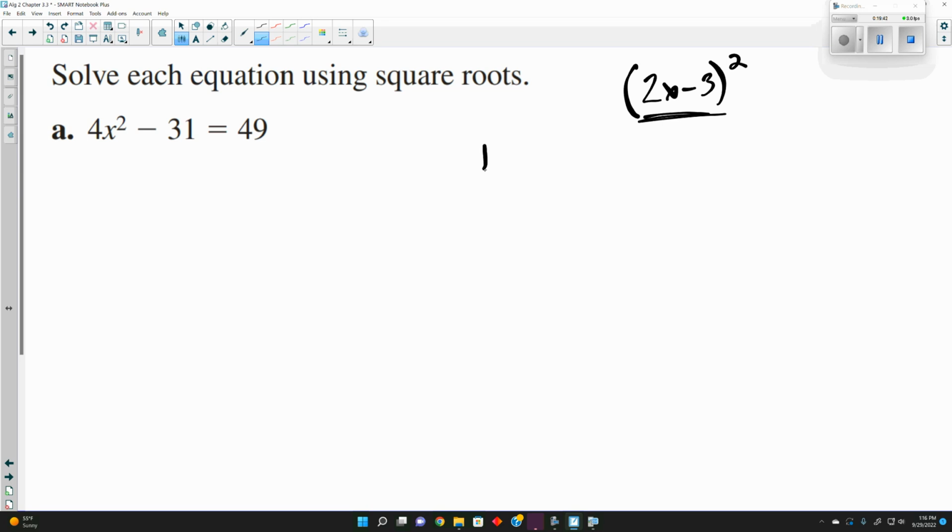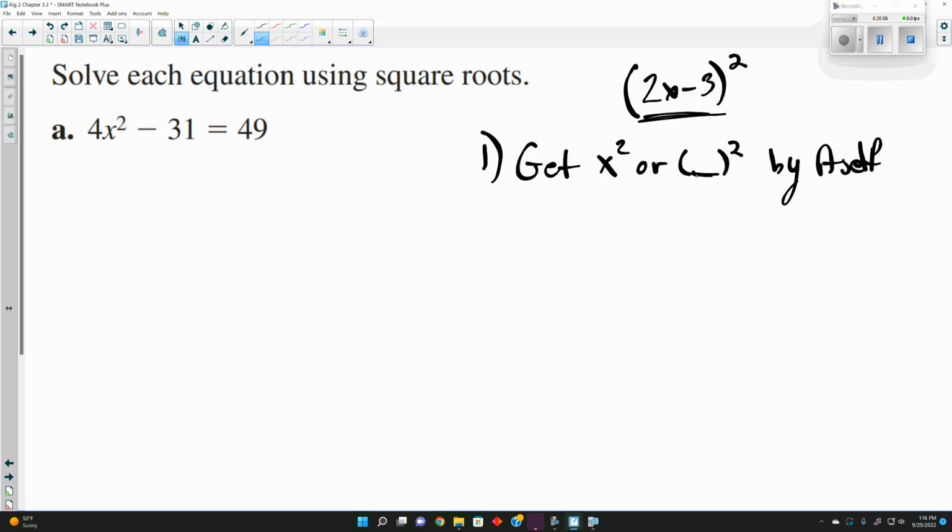And the first step in the square root method is to get x squared, or the parentheses that are being squared, by itself. And we're not really concerned, especially when we have parentheses, what's inside the parentheses. We just want them by themselves.